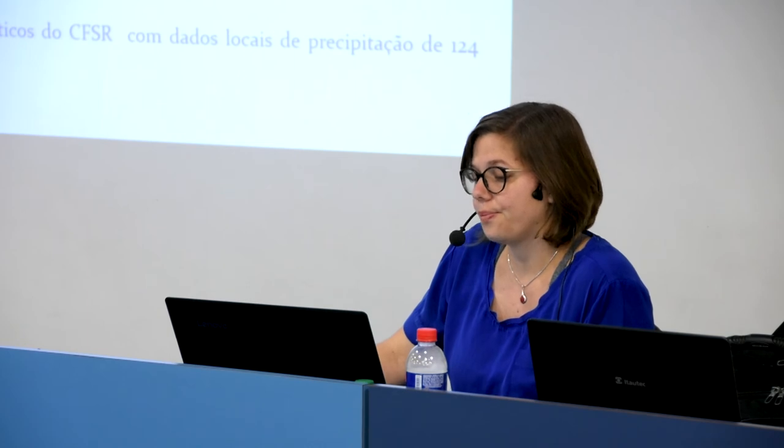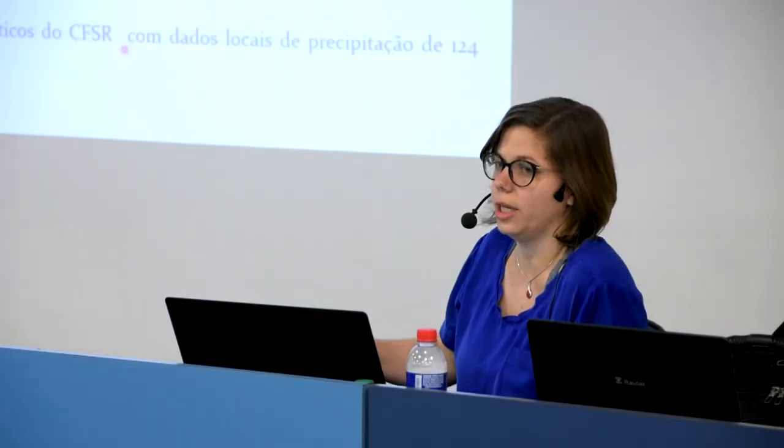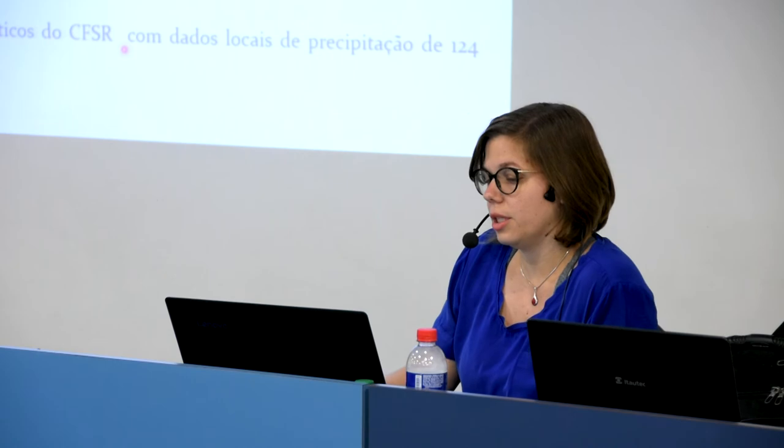And then another thing that we tried is the world database that is available through the SWAT website too. So this is the CFSR database for all the different climatic data. And here, the fourth one, we used the CFSR, the global database, only for the weather data, not for precipitation. Precipitation, we still used the local rain gauge data. Okay, so these are the four things that we tried out.